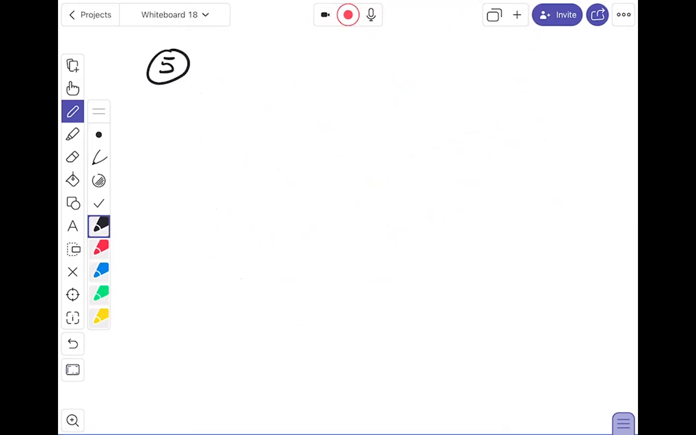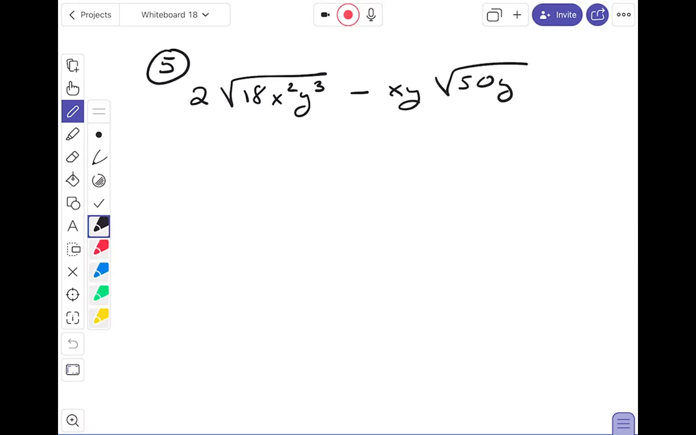What's number 5? Well, we got 2 root 18 x squared y cubed minus xy root 50y. All right, let's go through it one step at a time. And again, over time, you're probably going to be faster. 18 contains a perfect square. It's 9. So 9 times what? 9 times 2. X squared is a perfect square, and y cubed contains a perfect square, y squared.